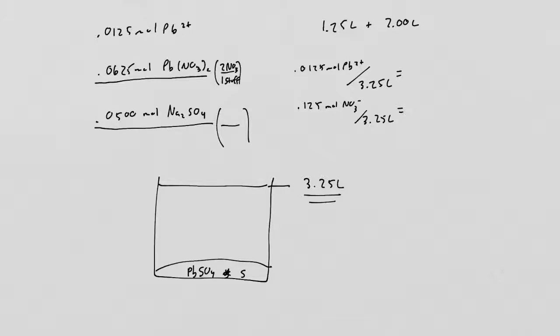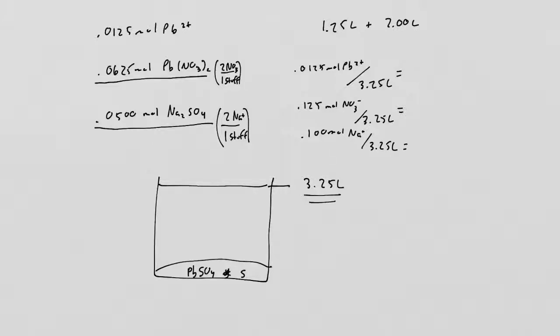And you have the same sort of situation, right? You start off with 0.0500 moles of sodium sulfate, but for every 1 mole of this stuff, the sodium sulfate, there's 2 moles of Na+. Now I can do that one in my head. That's 0.100 mole of sodium ions. And again, that's going to be over 3.25 liters. So I can figure out the molarity, or the concentration, of each of the ions at the end.